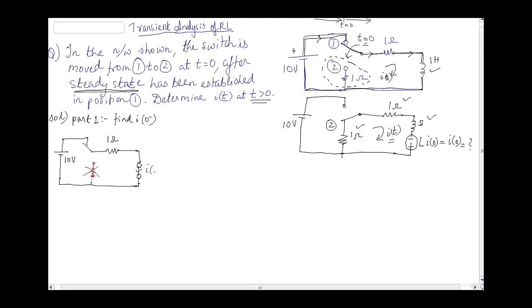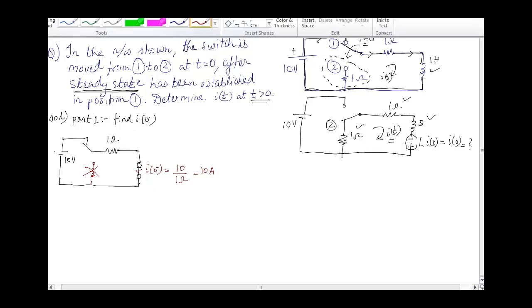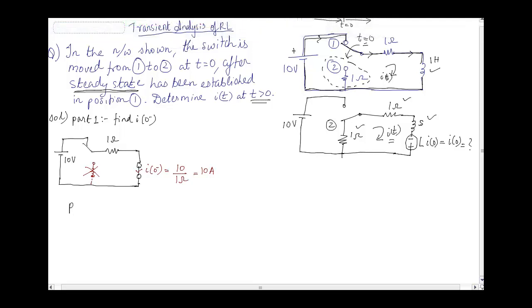Now I want to find out what this current is. That current will be I naught minus. You can easily see here, I naught minus is equal to 10 volt divided by 1 ohm resistor, which is 10 amps. So your I naught is 10 amps. Then we will do the second part, which is part 2.